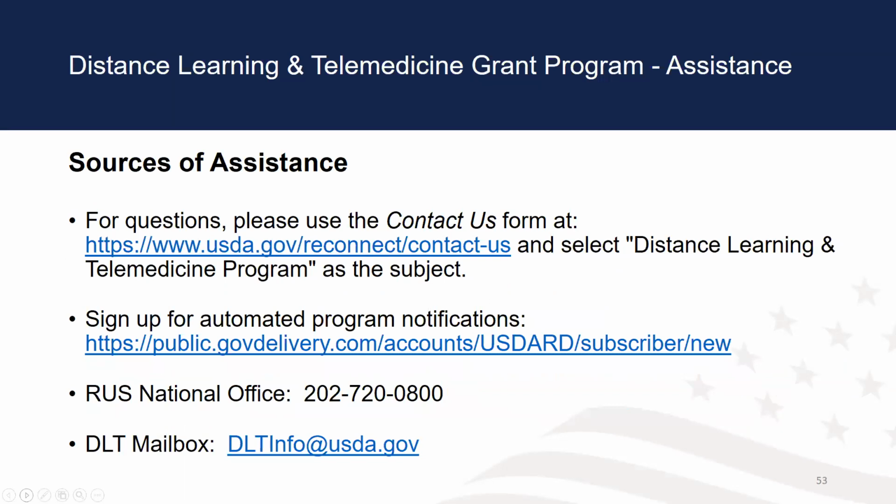The other sources of assistance are the Contact Us form, and there is a link to that. This Contact Us form was originally set up for our Reconnect program, but it's going to be shared among all of our programs. So when you go to that, you will just select distance learning and telemedicine as the subject and then put in your question, and it will go to a help desk and get directed to the right person to get you a prompt response. We also recommend that you sign up for our automated program notifications. This will alert you when we do have an application window opening. I highly recommend everybody sign up for those if you're interested in the program. And of course, our national office telephone number and our DLT mailbox.